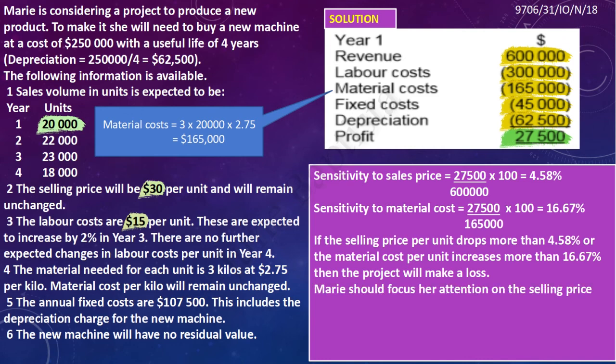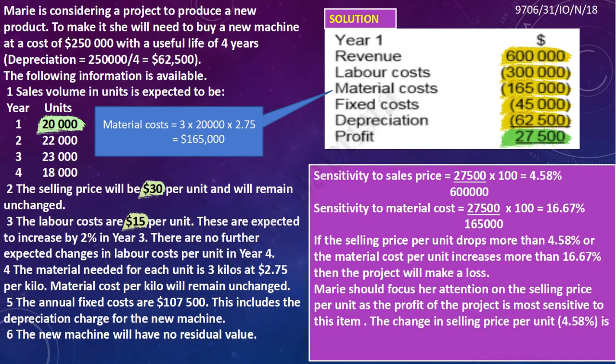Marie should focus her attention on the selling price per unit, as the profit of the project is more sensitive to this item. The change in the selling price per unit, 4.58%, is a lot less than the percentage change in the materials of 16.67%.